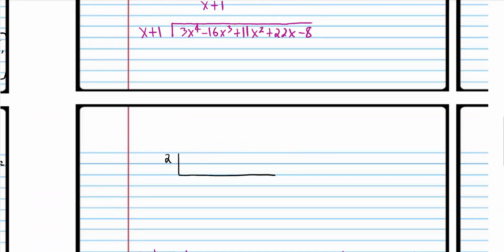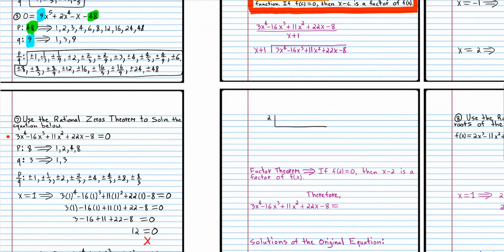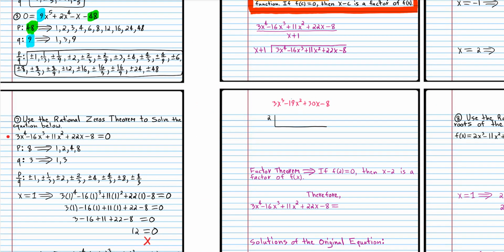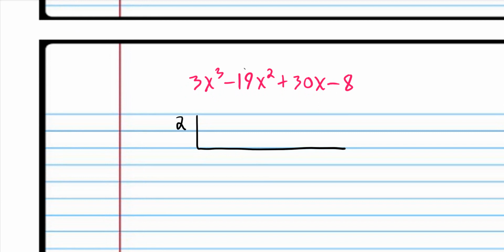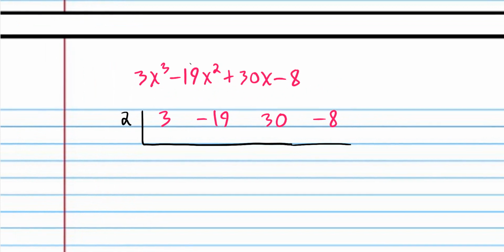So I'm going to take the depressed polynomial and divide that by x minus 2. So let's bring that up real quick, or bring it down. So the coefficients are 3, negative 19, 30, and negative 8. So let's do the algorithm.